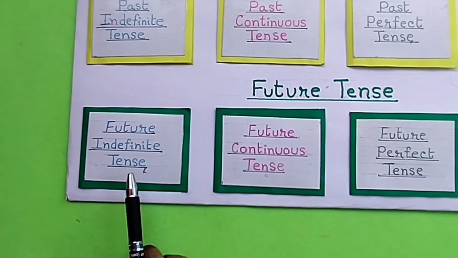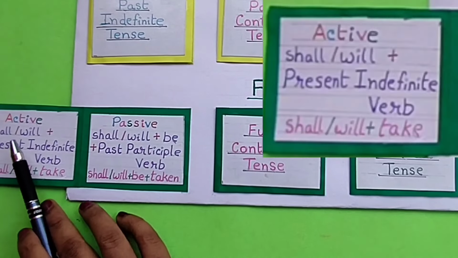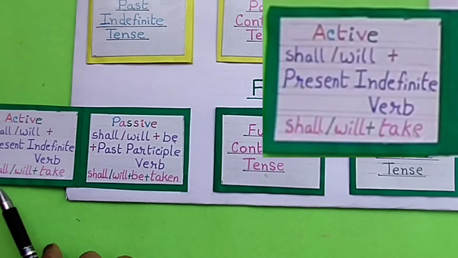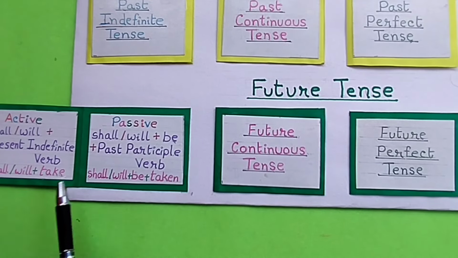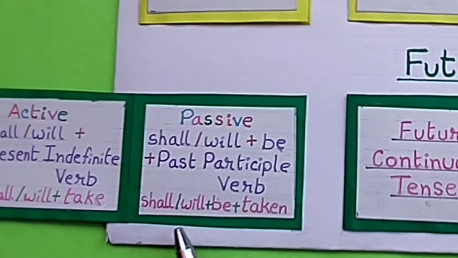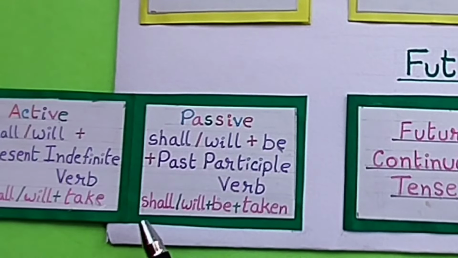Future indefinite tense or future simple tense. Active voice: shall or will plus present indefinite form of verb, shall or will plus take. Passive voice: shall or will plus be plus past participle form of verb, shall or will plus be plus taken. Example of active voice, we will play football. Example of passive voice, football will be played by us.